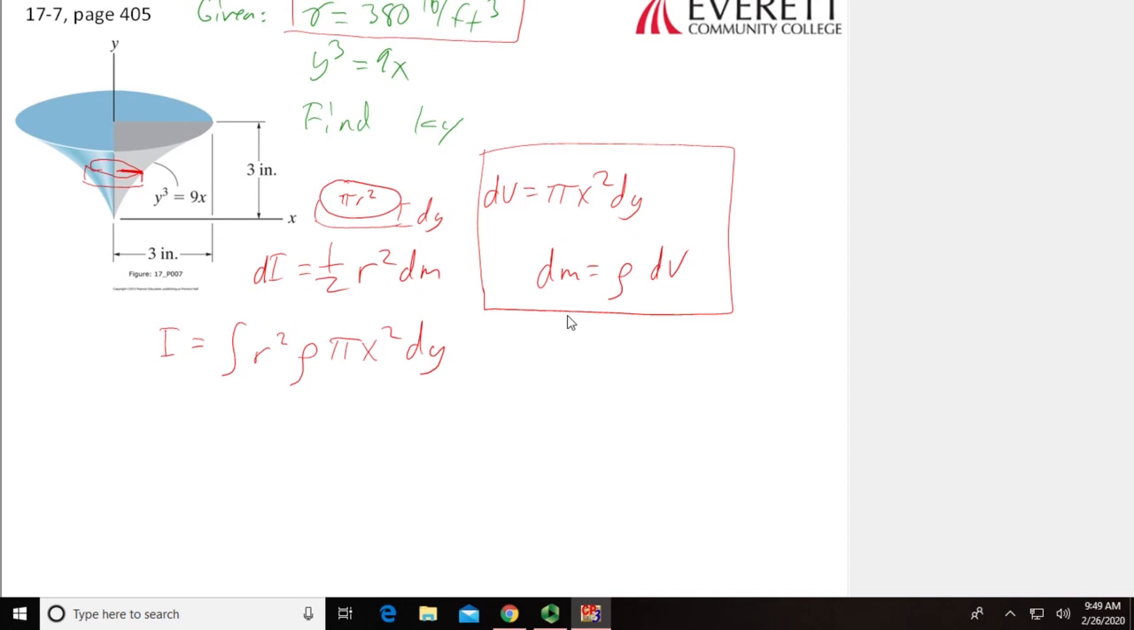And when I take the integral of that, I get that I is equal to 1/2 times the integral of r squared dm. Now I can put in x for r, since r is equal to x in this one. So I is equal to 1/2 times the integral of, I'm going to take my constants out, rho pi, the integral of r squared, which is now x squared. There's another x squared, so that's x to the 4th dy.